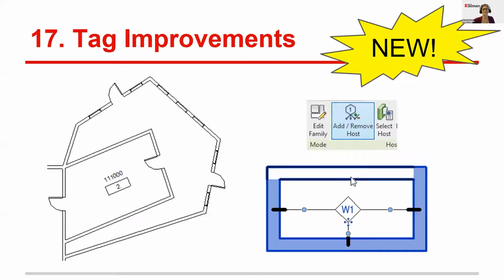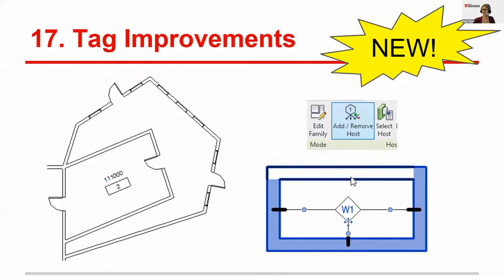Number 17, tags. We mentioned some tag things before, but you can now have multi-leader tags. So if you, like the wall tag there, down there on the screen, it's tagging all 3 walls. 1 tag, 3 leaders. It knows that all the walls are different.